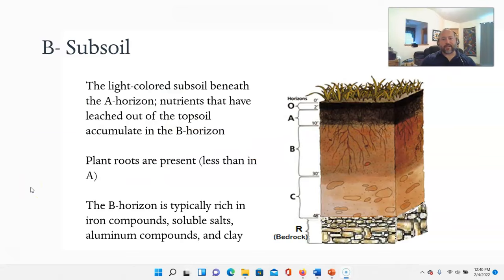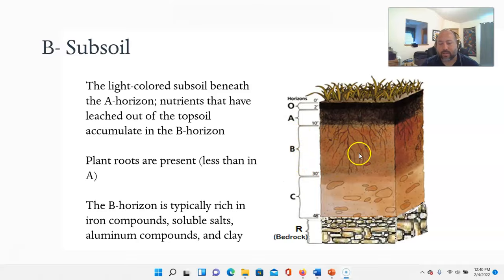So then that takes us to the subsoil. Looking at this diagram on the right, if this was a forest soil, we would have gone O, A, E, B, C, R, but we're looking at a grassland soil, so it's just O, A, B, C, R. So now we're at B right here, which is the subsoil.